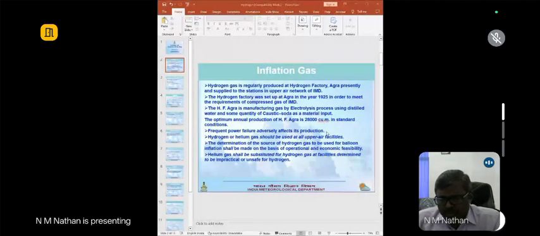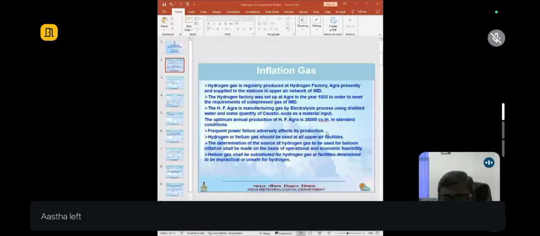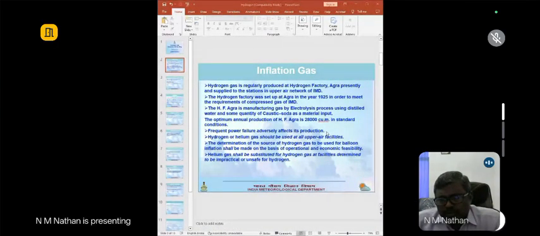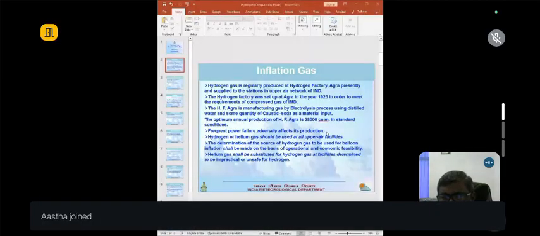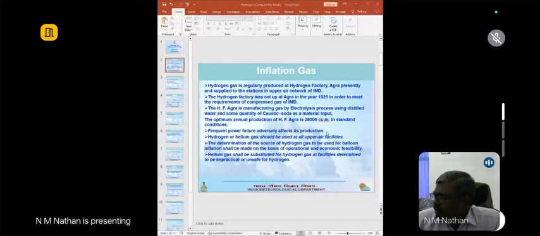IMD started a hydrogen factory at Agra in 1925, and the factory is running at Agra. Now, due to shortage of staff and various issues, that operation has been suspended, and they are not regularly supplying gas to all stations. But a few years back, they used to regularly supply the hydrogen gas for every station.